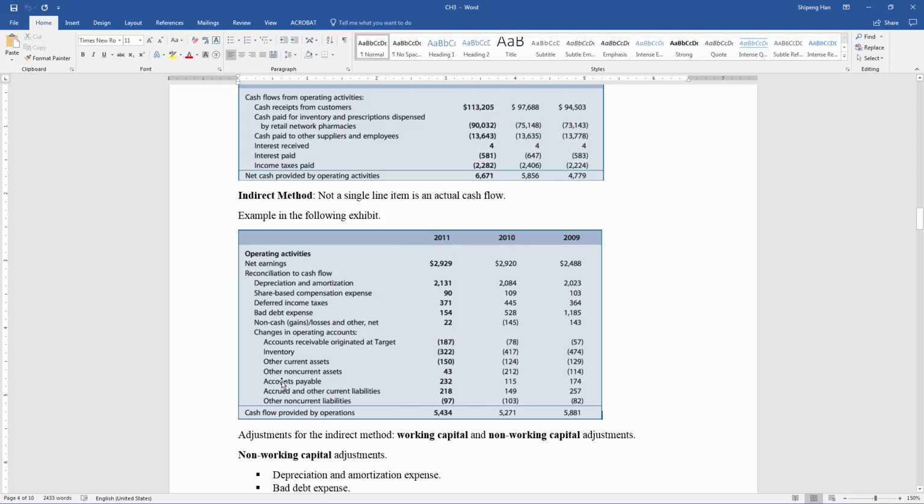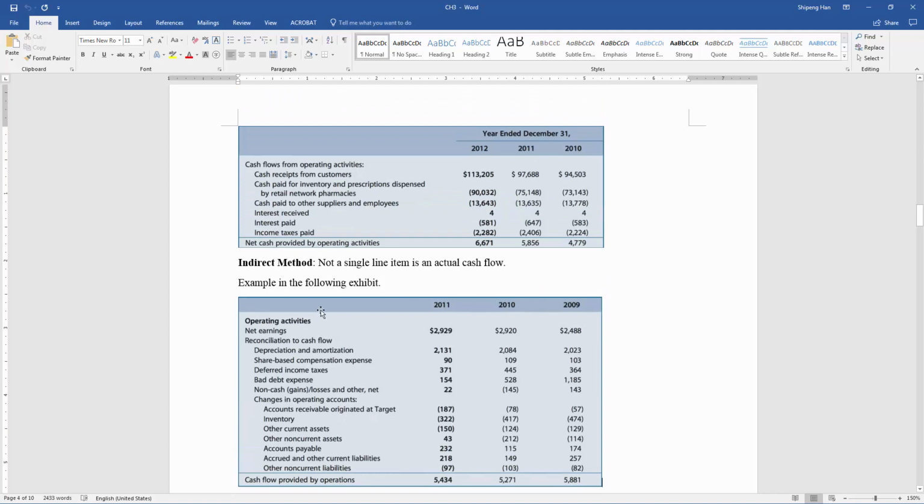For accounts payable, which is a current liability, it has a positive effect on the cash flow. That means in this year, accounts payable increased. I have the summaries in the notes. So that's just to introduce the difference between direct and indirect methods.